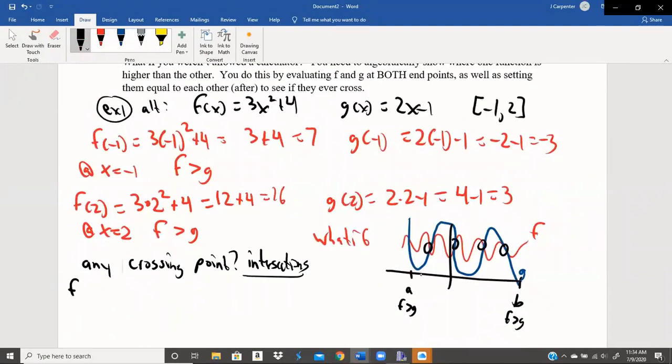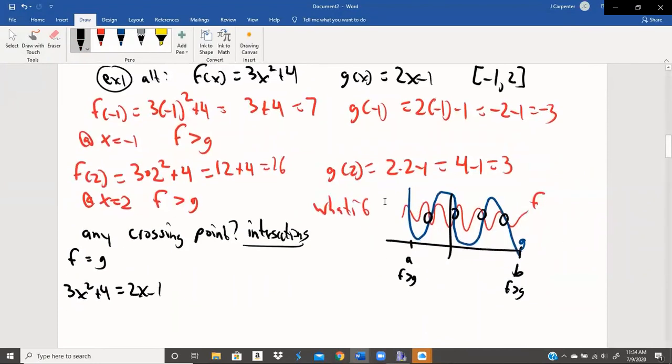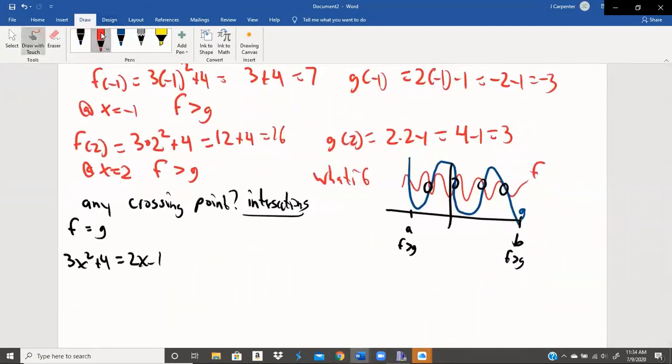So you set f equal to g, which is 3x squared plus 4 is equal to 2x minus 1. That's a quadratic equation, so you need to move everything to one side and set it equal to 0. So you're going to subtract 2x on both sides. You're going to add 1 to both sides, which would give us 3x squared minus 2x plus 5 is equal to 0. I'm going to shortcut you some work here. This is not factorable.